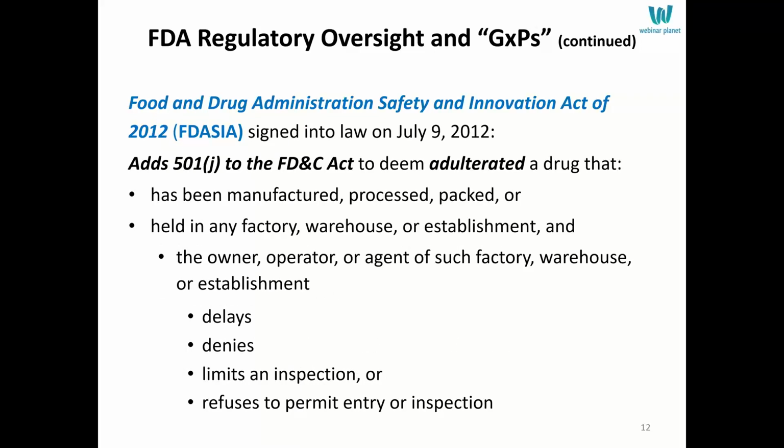Now, note that the Food and Drug Administration Safety and Innovation Act was passed in 2012. This is important because it says that the FDA now has a right to deem adulterated any product that you've manufactured, processed, or packed, held in any factory, warehouse, or establishment, where the owner, operator, or agent of such an establishment delays, denies, limits inspection, or refuses entry to do inspection. So if they come to the door, you must let them in, or they will deem every product adulterated.